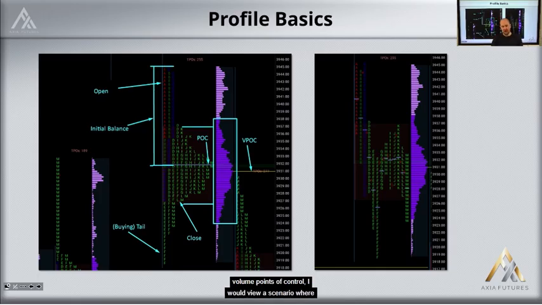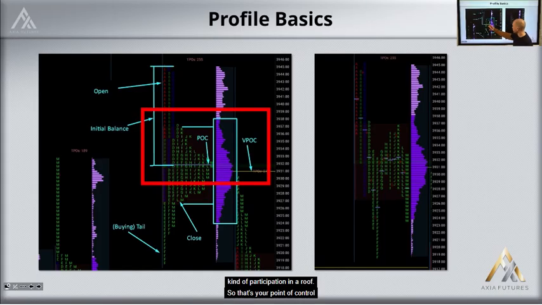I would view a scenario where volume has moved as the more important one. Ultimately, as we talked about from the technical point of view, volume is the most important thing. Without volume, a market is not showing that a great deal of transaction or action has happened. It's just showing that we've done nothing in a certain area and time will still build up there. Without volume, you've not got any kind of clarity of movement, or any kind of participation in a move. So that's your point of control and your volume point of control. This is theoretically the fairest price to trade at.